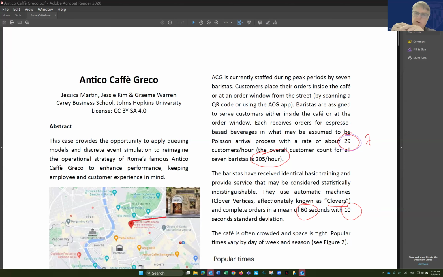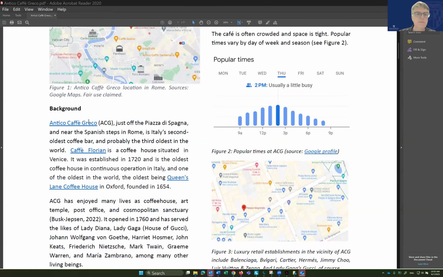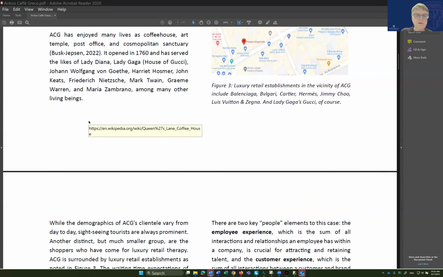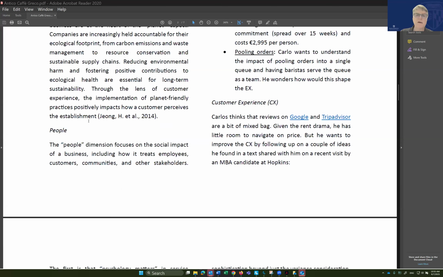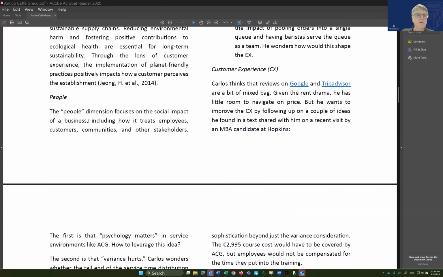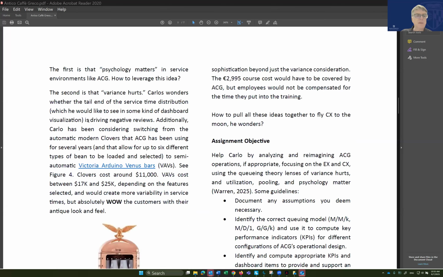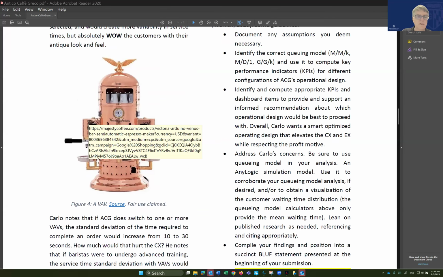Now, if they switch out that clover and go with a valve, then that mean stays the same, but the standard deviation worsens to 30. Let's see if we can just find that number for you. Probably down here someplace.